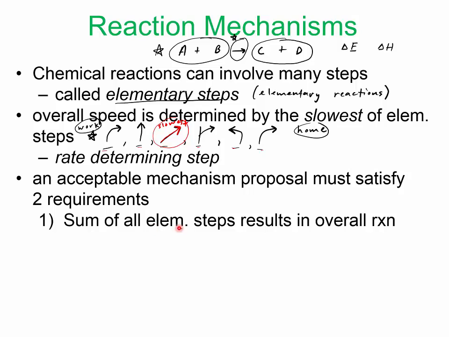The sum of all the elementary steps needs to result in the overall reaction. So it's kind of like what we saw before. It's kind of like Hess's law. This is where you take several reactions and combine them: if you see the same species on the reactant side, you combine them in terms of a coefficient.